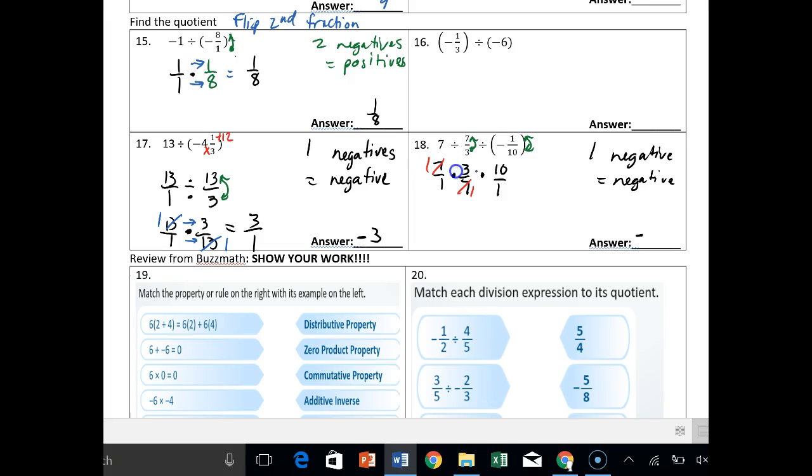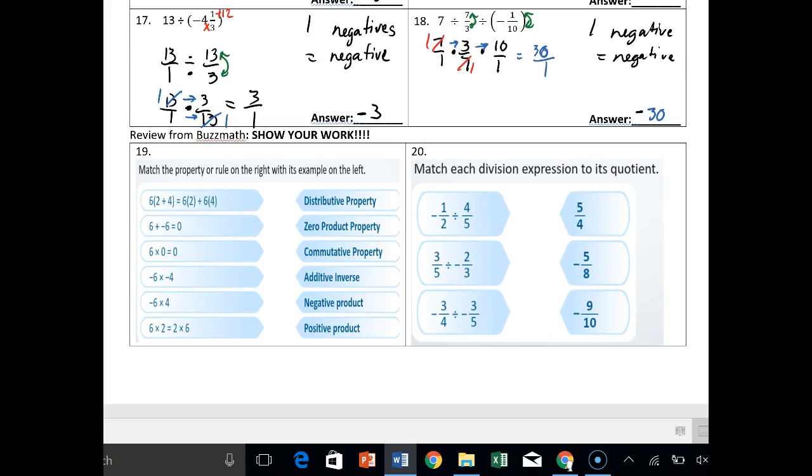Then I multiply straight across. 1 times 3 is 3. 3 times 10 is 30. 1 times 1 times 1 is just 1. So negative 30 is my answer. Lastly, on the bottom here, I'm going to do 19 with you.